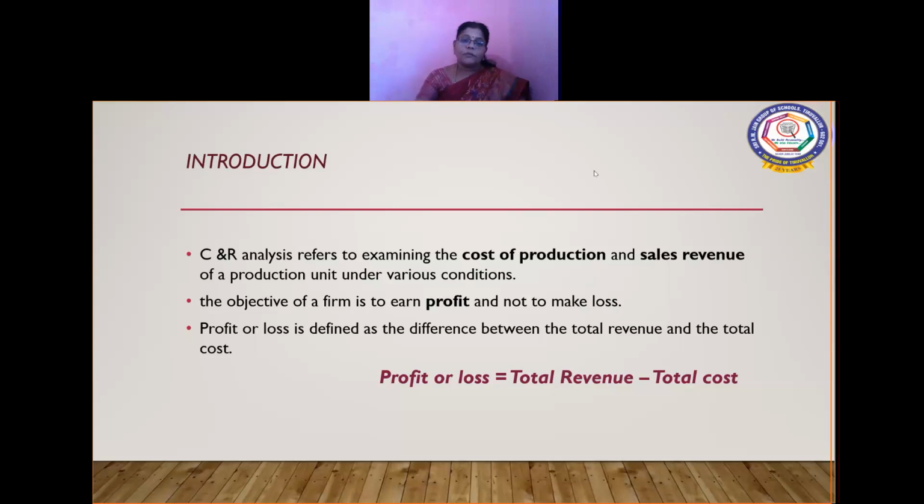First, introduction. Cost and revenue analysis refers to examining the cost of production and sales revenue of a production unit or firm under various conditions. The objective of a firm is to earn profit and not to make loss. However, a firm's profit or loss is primarily determined by its cost and revenue. In simple terms, profit or loss is defined as the difference between the total revenue and total cost. That is, profit or loss equals total revenue minus total cost.